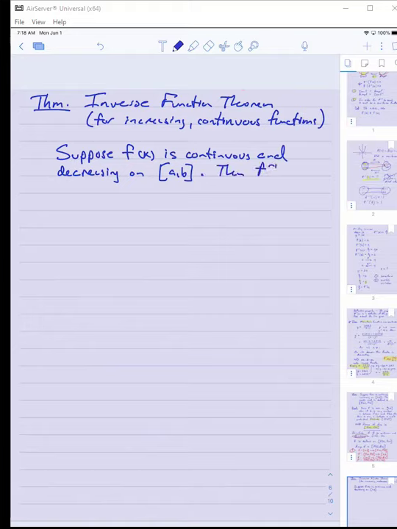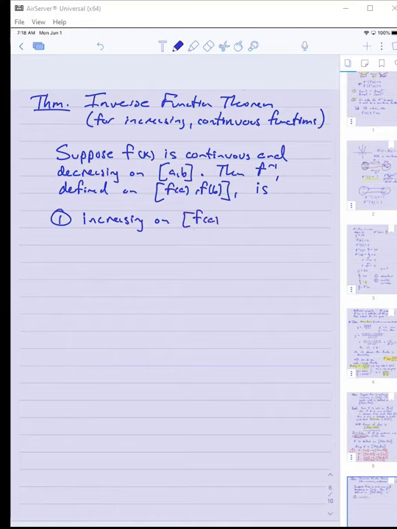Then the inverse function, which is defined on f of a to f of b, and we know that from the last theorem, is 1, increasing on that interval. And 2, continuous on that interval.